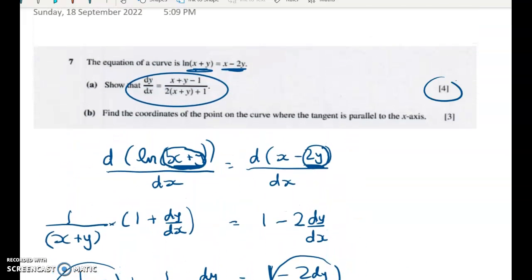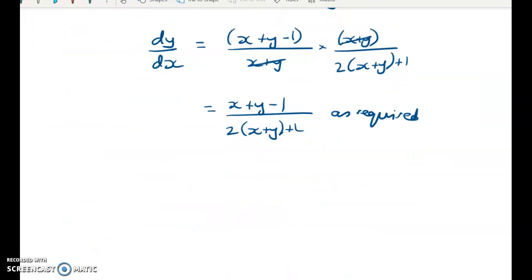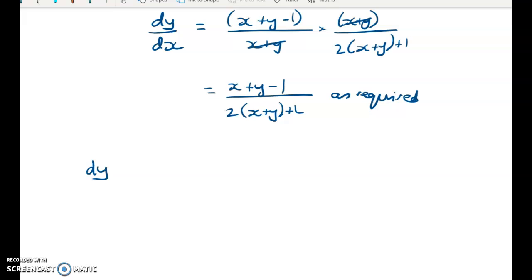So that's 4 marks. For the second part, we have to find the coordinates of the point on the curve where the tangent is parallel to the x-axis. So for something to be parallel to the x-axis, we need to find when dy by dx is equal to 0. So dy by dx equals 0 means that x plus y minus 1 has to equal 0. Right, so x plus y equals 1.